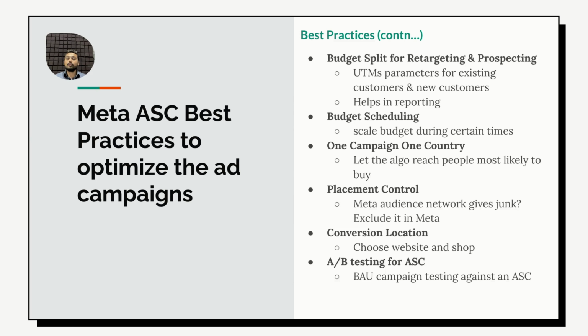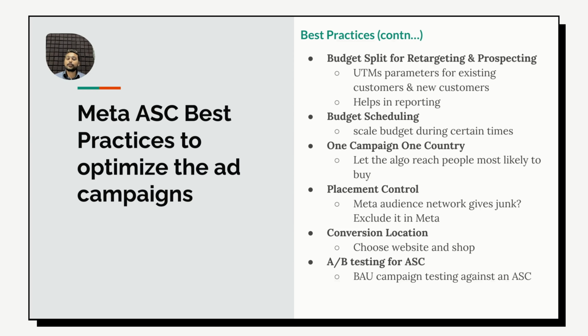Next, the takeaway from one campaign, one country is, for one specific campaign of advantage shopping campaign, you should choose the location as one country only. Only then it will let Meta systems reach people who are most likely to buy.